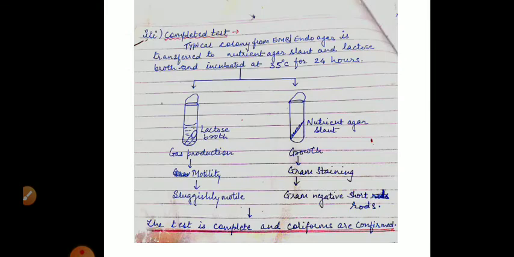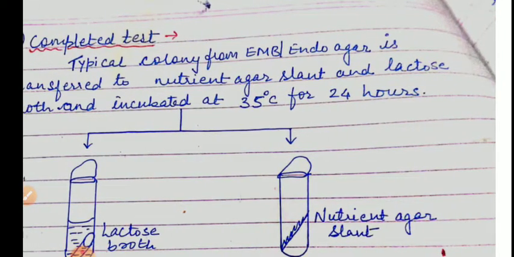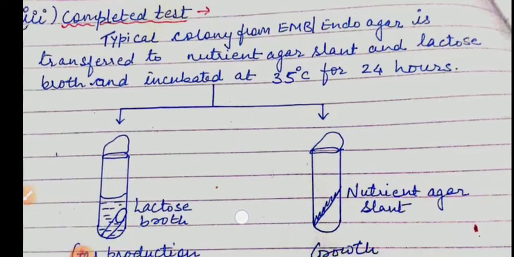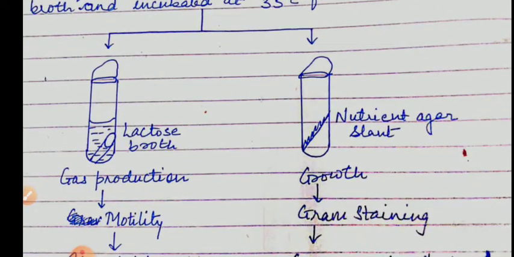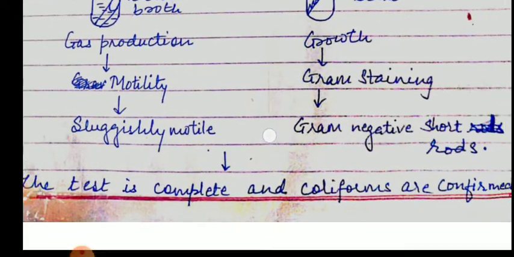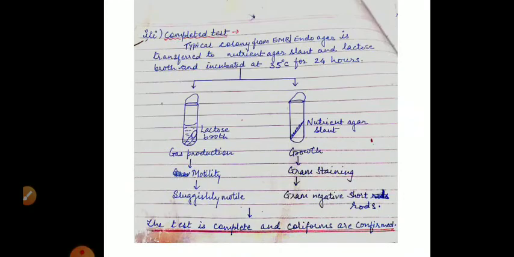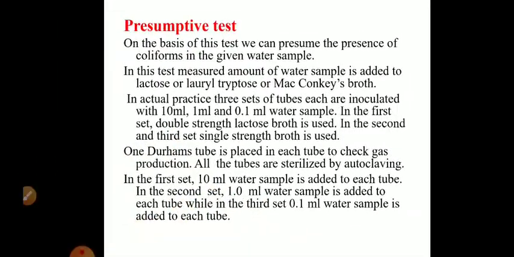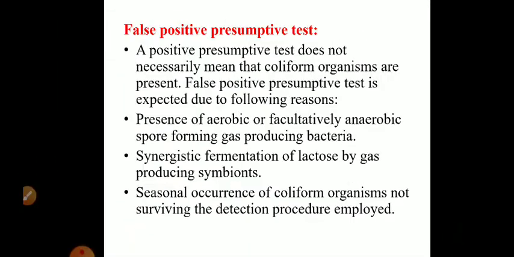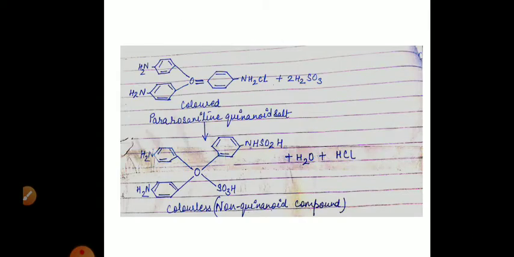So in the completed test, what do we do? A typical colony from Endo or EMB agar is transferred to a nutrient agar slant and lactose broth and incubated at 35 degrees Celsius for 24 hours. In lactose broth, you check for gas production and acid production and go for motility. The nutrient agar slant culture growth is used for gram staining. So you should get gram negative short rods which are sluggishly motile. This completes the test. And if you get gram negative short rods and a sluggishly motile organism, it indicates that coliforms are present in the sample.